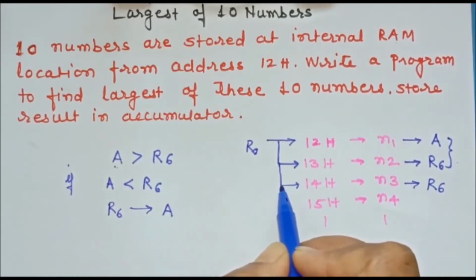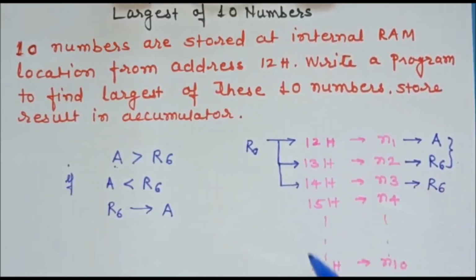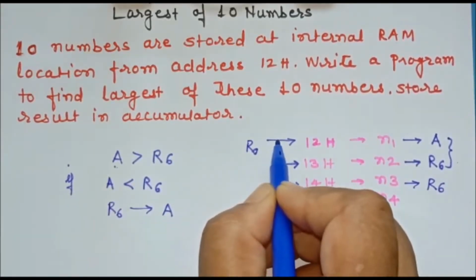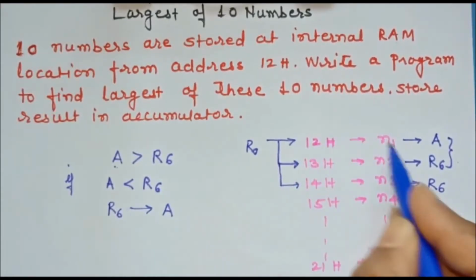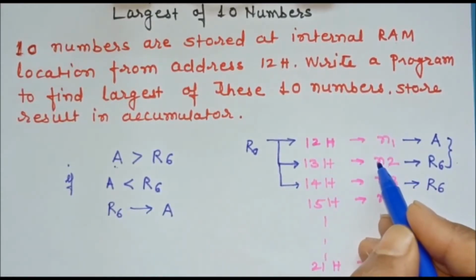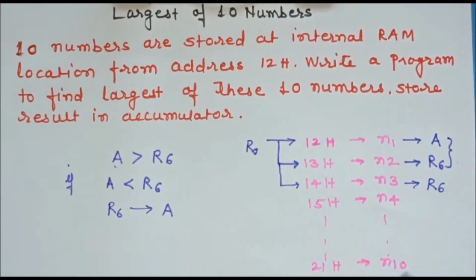We'll increment this R0 again and we'll repeat these steps 9 times because we are comparing two numbers at a time. So we have to repeat these steps 9 times, and for that we have to initialize the counter with 9 so that we can repeat it 9 times.